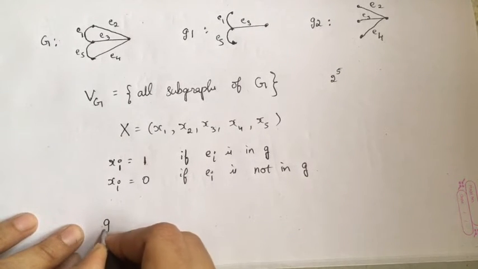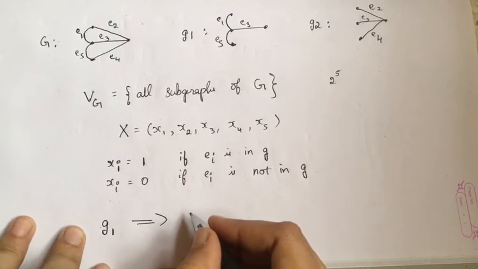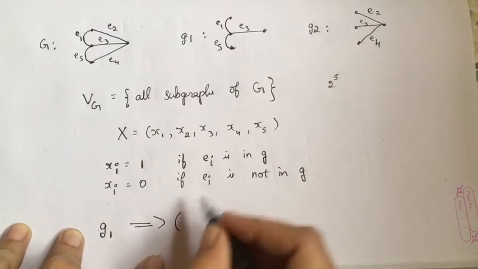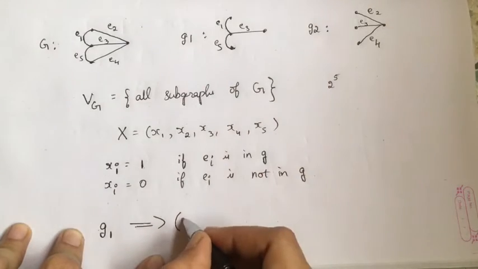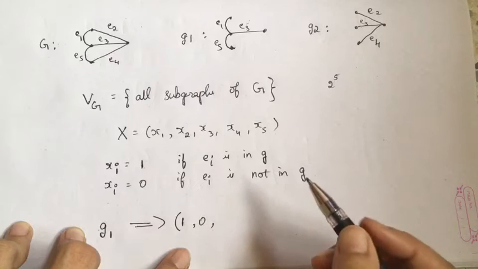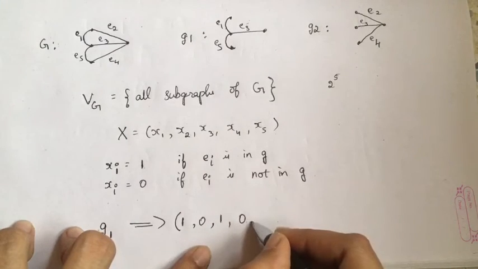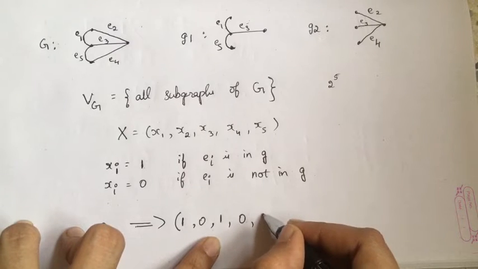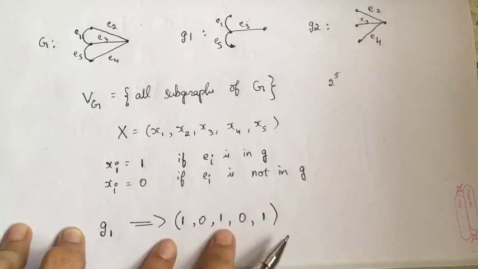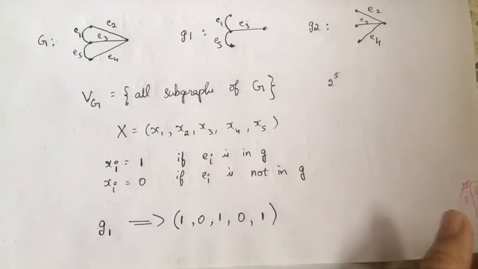G1 can be represented using an n-tuple. E1 edge is there, therefore 1; E2 is not there, so 0; E3 is there, 1; E4 is not there, 0; and E5 edge is there, therefore the entry is 1. So G1 is represented by 1, 0, 1, 0, 1. Similarly, I can represent G2 also.